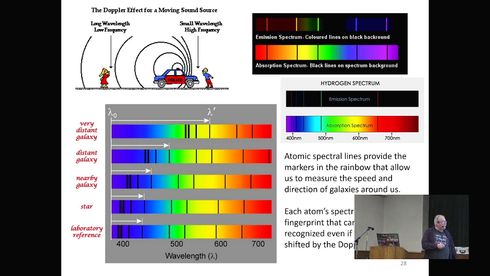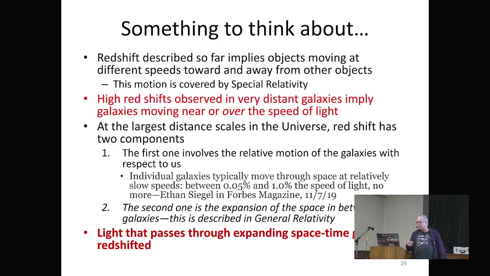You have to have this structure to be able to see how the structure changes depending on the motion of the objects around you. So the redshift so far implies objects moving at different speeds. And there are two actual components of that motion. Because near us, the redshifts aren't that great. They're small percentages of the speed of light.